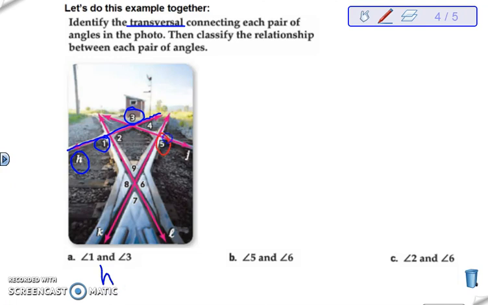For 5 and 6, it's going to be K. And then for 2 and 6, you'll notice that it's L.